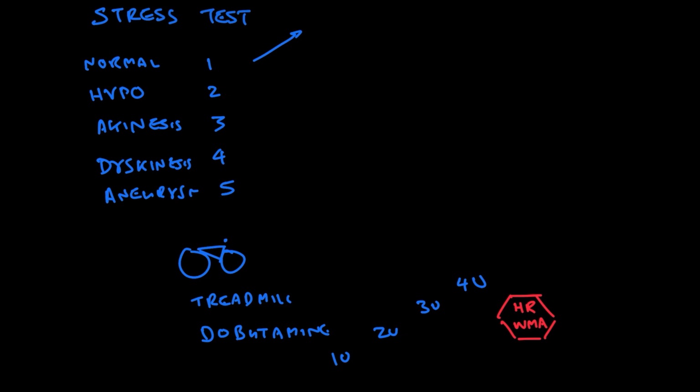What would be a response concerning for ischemia? Well, if you have normal function initially, that over time, with stress becomes hypokinetic, or if you have a hypokinetic area that then becomes akinetic, these are concerning for ischemia. Why are things getting worse? We don't like to see things get worse with stress. It should get better with stress.